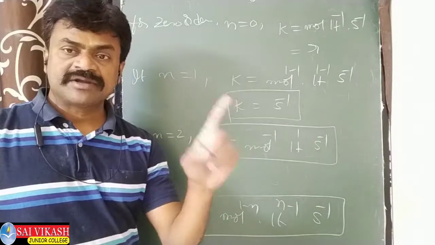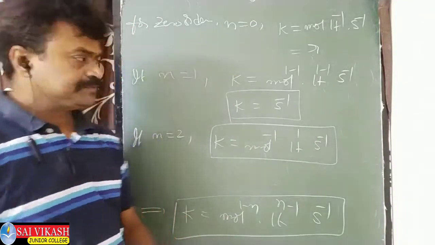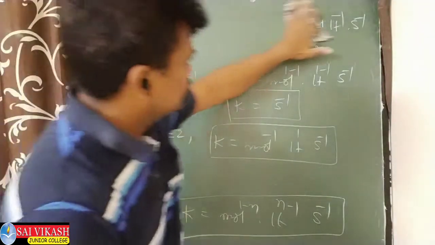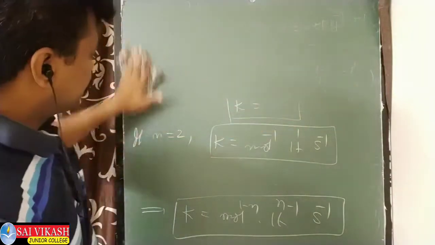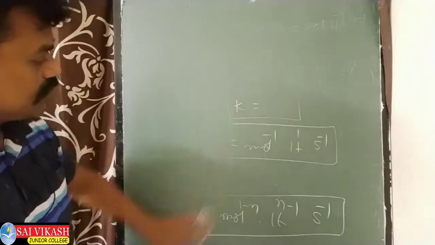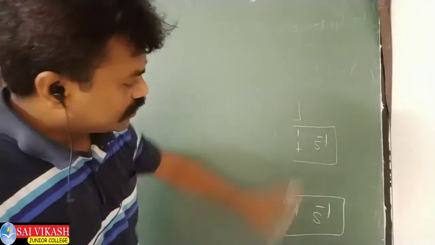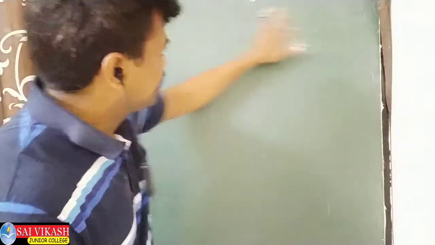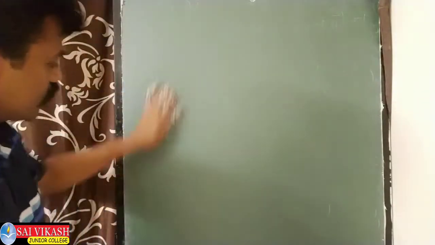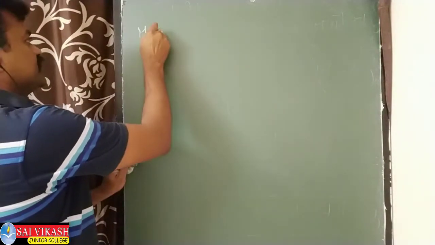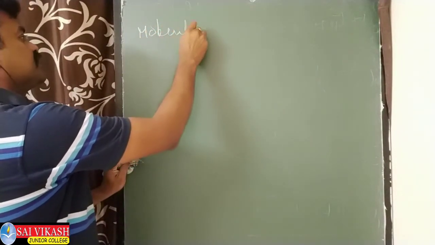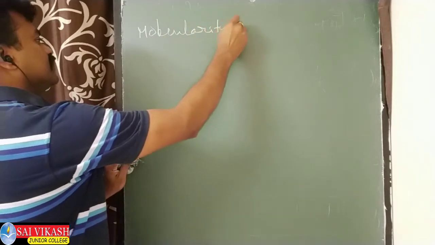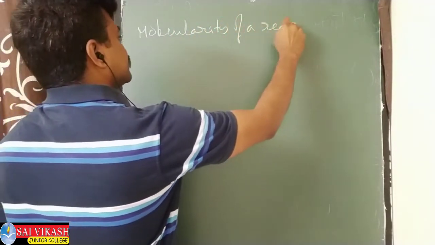That's it. Different orders of reaction. Order can be determined experimentally. Experimental means you have to know the rate determining step. Then only can we find out the order. Now the next topic, after order is over, is molecularity of a reaction.